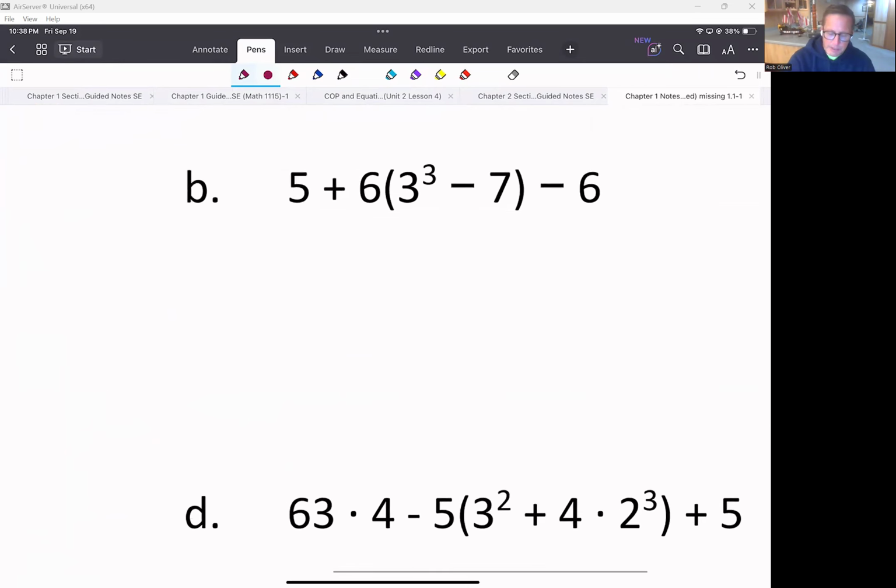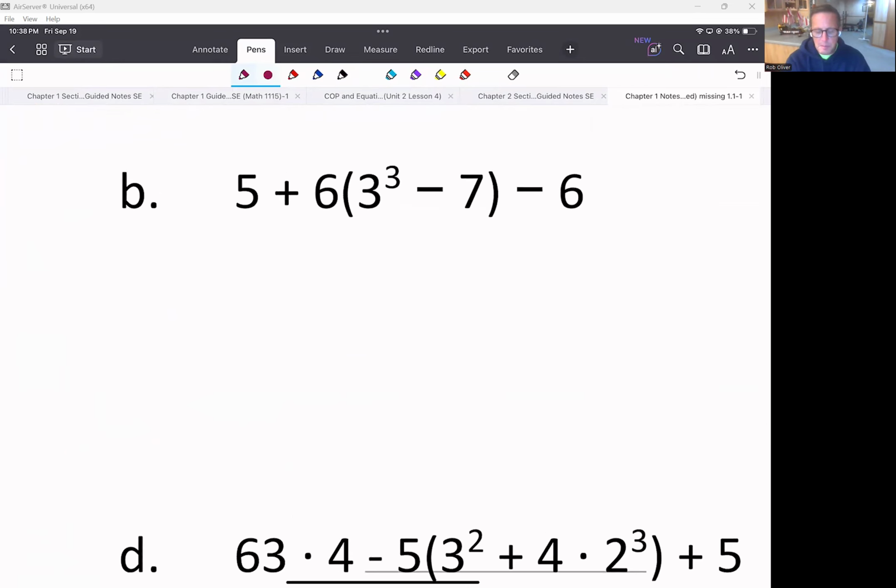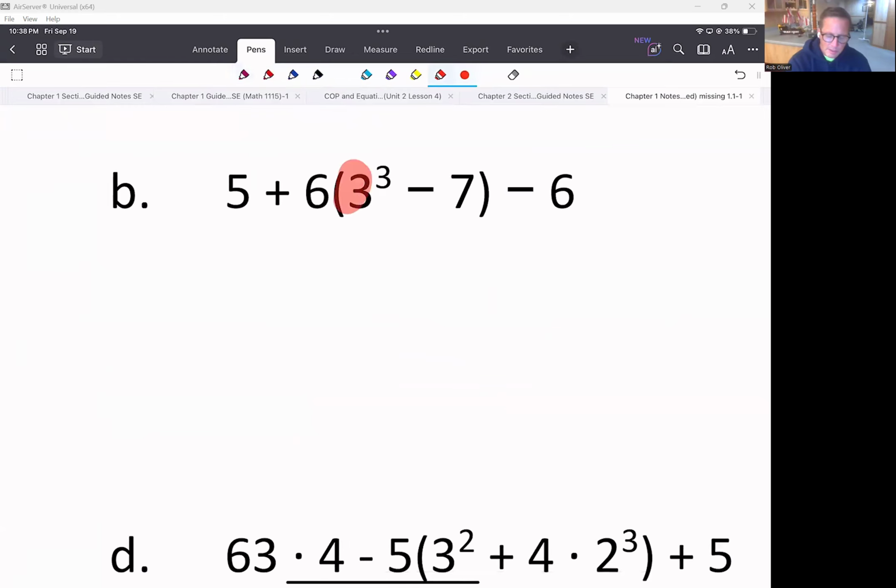All right, example B. Now example B has got a little bit more going on in it. It's got addition, it's got parentheses, and inside the parentheses it has exponents and subtraction. So let's do the parentheses first. Inside the parentheses, we want to take care of the exponent first. So that's what I'm going to do. Everything else is going to drop down. 5 plus 6. Now 3 to the third power.